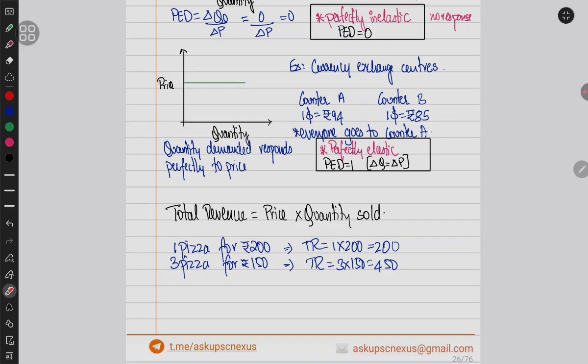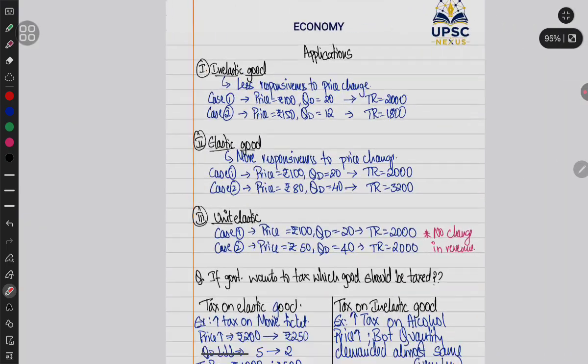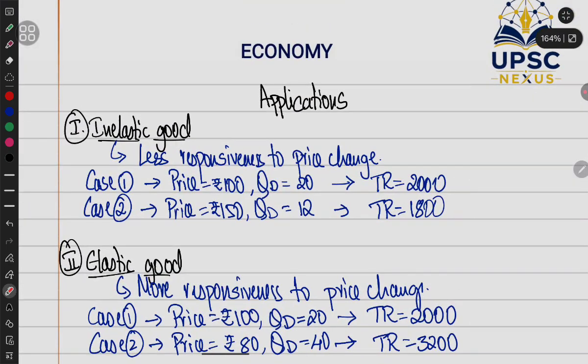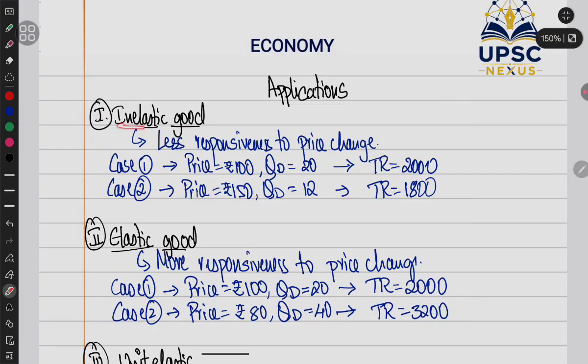Okay, so we'll again go for the next topic, that is the implication of this price elasticity. See, total revenue is price of a unit into number of units sold. Okay, for example, let's say one pizza is sold for 200 rupees. Total revenue is one pizza into 200 rupees, that is 200 rupees. If you sell 3 pizzas for 150 rupees, 3 into 150, so total revenue is 450 rupees. Okay, so now we will understand applications of this price change. Okay, so first we will go for inelastic good, that is there is no or very little change.